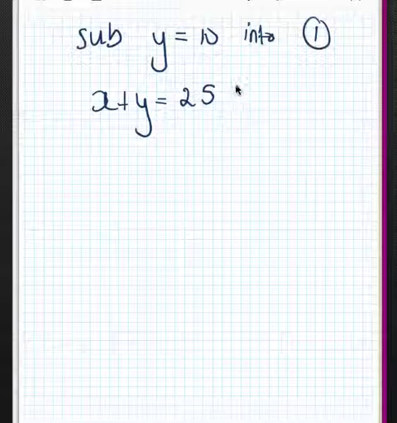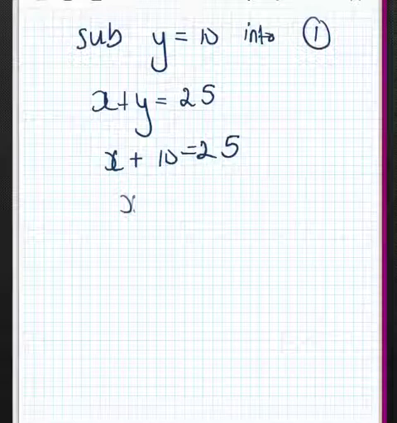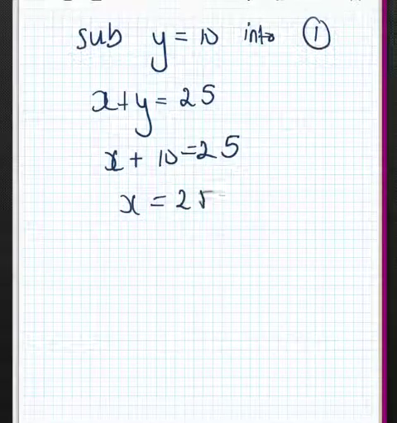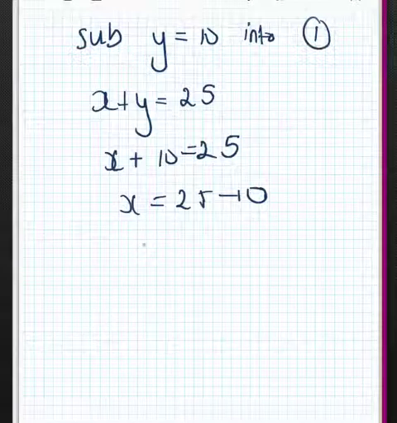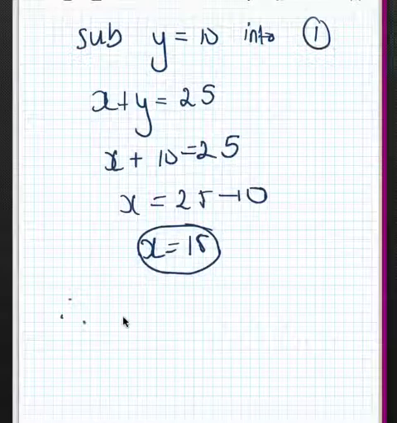So substitute 10 in, when y equals 10, into equation 1, so we have x plus 10 equals 25. You could have used the equation we rearranged as well, but it's the same thing. So x equals 25 minus 10. So x will equal 15. And we're done. So therefore, just write your solution. What have we found?